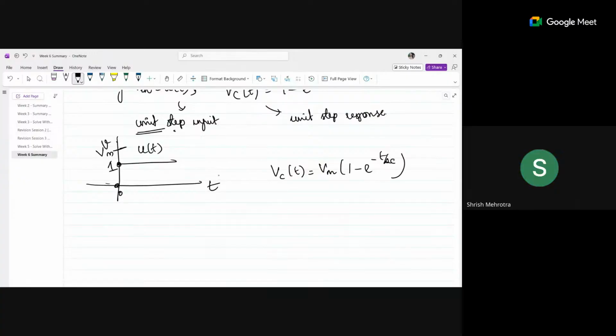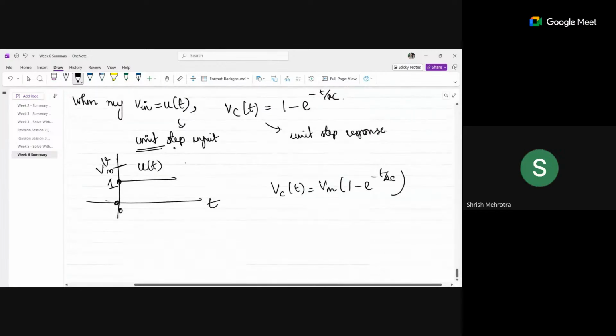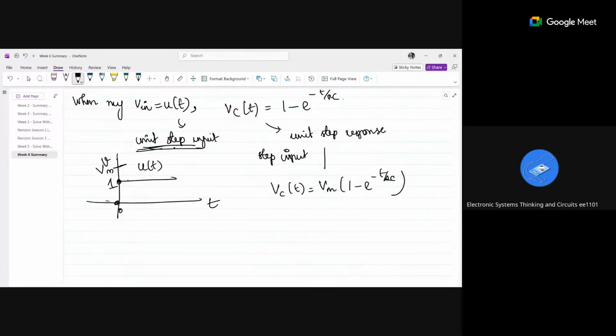Ma'am, the input V here will always be 1? If it is a unit step input, it will be 1. If it is just a step input, it can have some value, like some Vm or Vn, like 5, 6, 7, 8. Unit means 1. So if it is a unit step, it will always be 1.